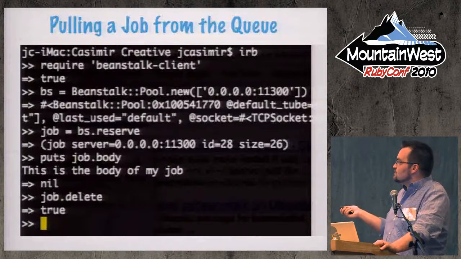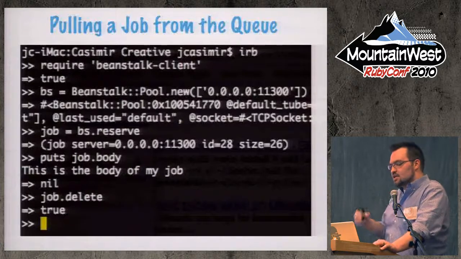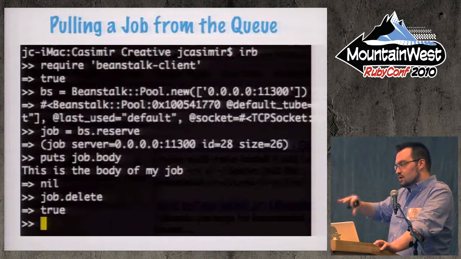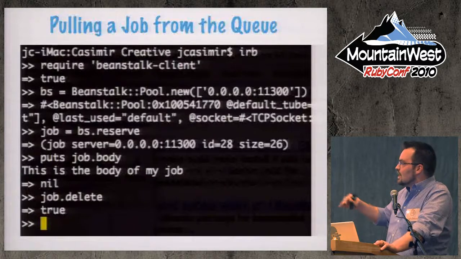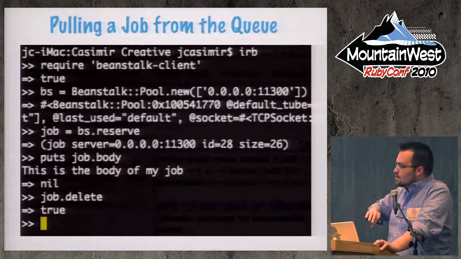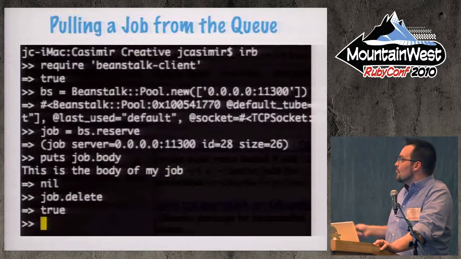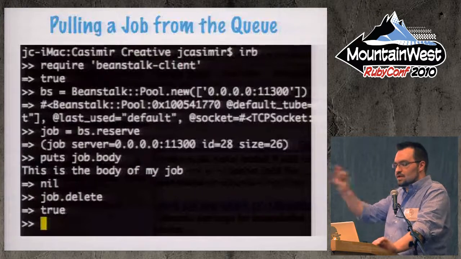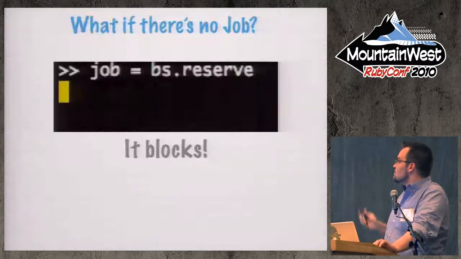It's called reserve a job because the Beanstalk gives you the job, but it has not necessarily removed it from the queue. It's marked it as reserved, and so there's a timeout. If your worker fails, I think the default is 300 seconds, it'll give the job to another worker. So here I just print out the body, and then once I've done whatever magic I want to do, I say job.delete, and that tells the Beanstalk, I'm done with this job, remove it.